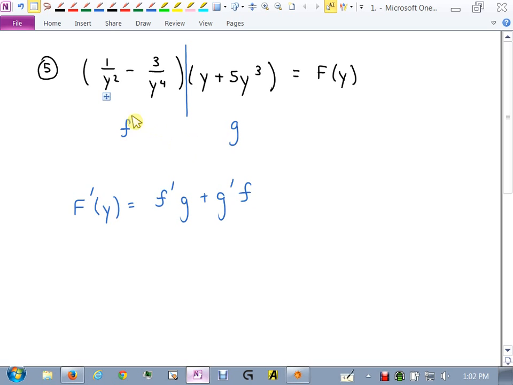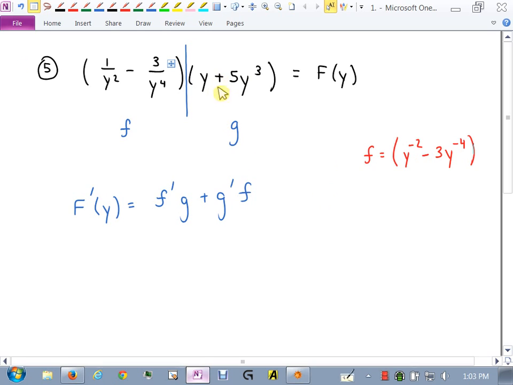So let's take a look at F. Are you going to be able to take the derivative of this? Yes, but you're going to need to rewrite these as powers of y. So maybe bringing the y up, y squared as a y to the negative 2. Bring this one up as a y to the negative 4. That makes sense? Okay, so on the side here, let me just rewrite that. My F is actually y to the negative 2 minus 3y to the negative 4.